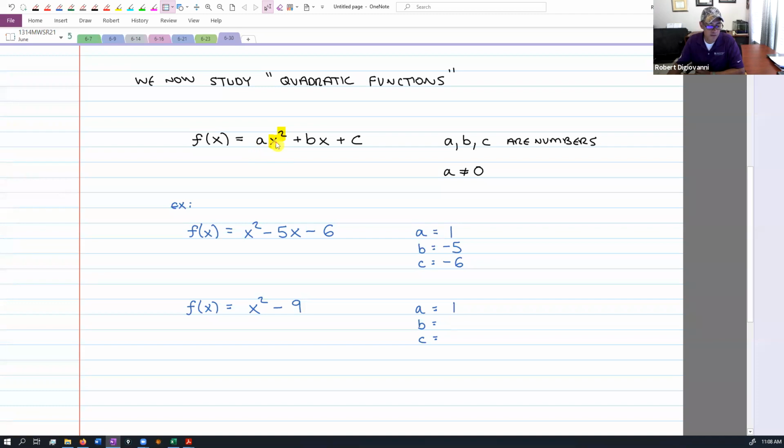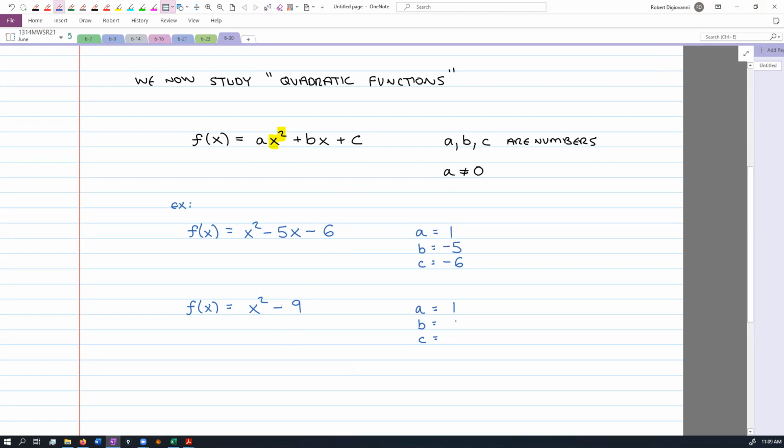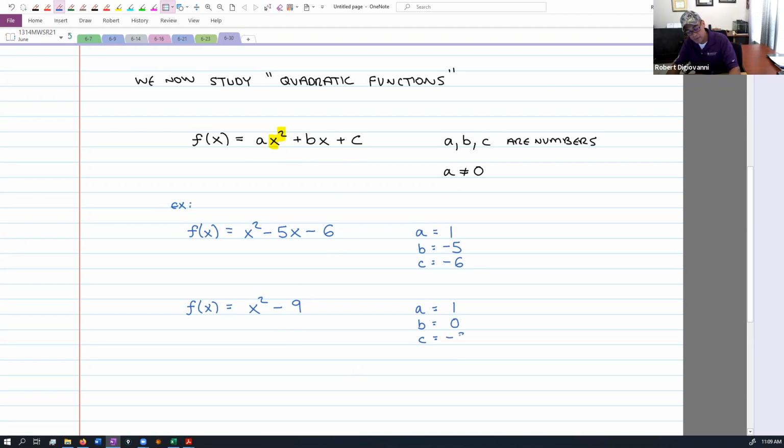A is the number in front of x squared, B is the number in front of x, and C is the number by itself. Oh, we don't have anything. My bad. We don't have an x, right? So what number do you think we need to put here for B? 0. That means we have nothing in front of the x because there is no x. And then C would be -9. Does that make sense? Questions?